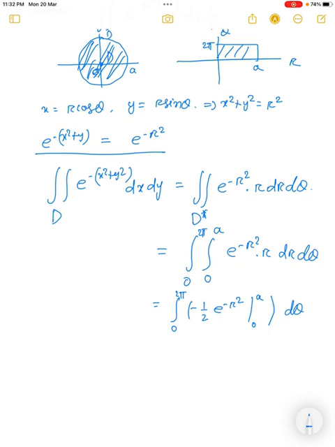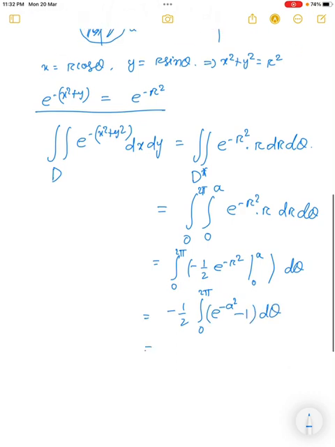So okay, if you put a and b, finally we will get 1 minus 1 by 2 common, 0 to 2 pi, and this will be minus e to power minus a square minus 1 d theta. Again we will integrate with respect to theta, you will get 0 to pi. Finally you will calculate this one, so this will get 1 minus e to power minus a square. So finally we are getting this integration over D of e to power minus x square plus y square dx dy equal to this one.